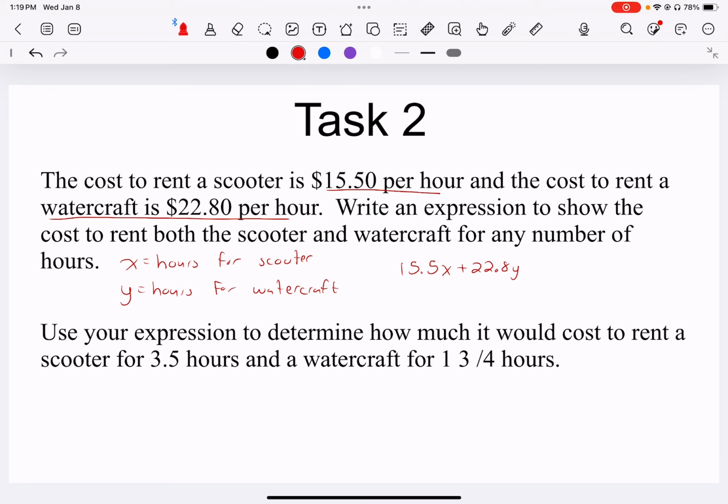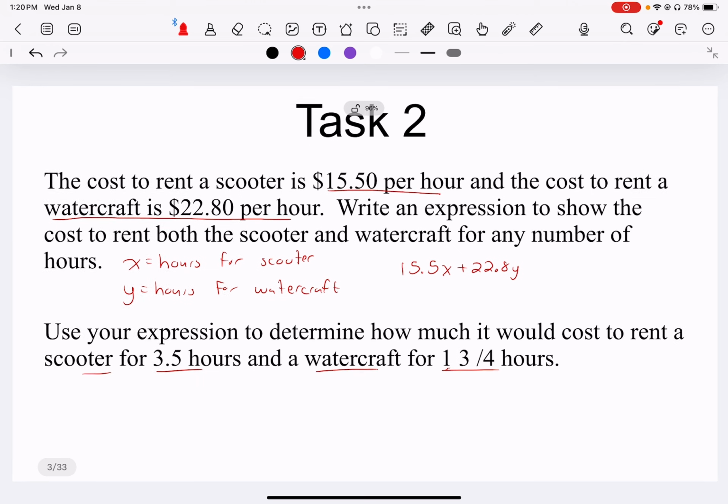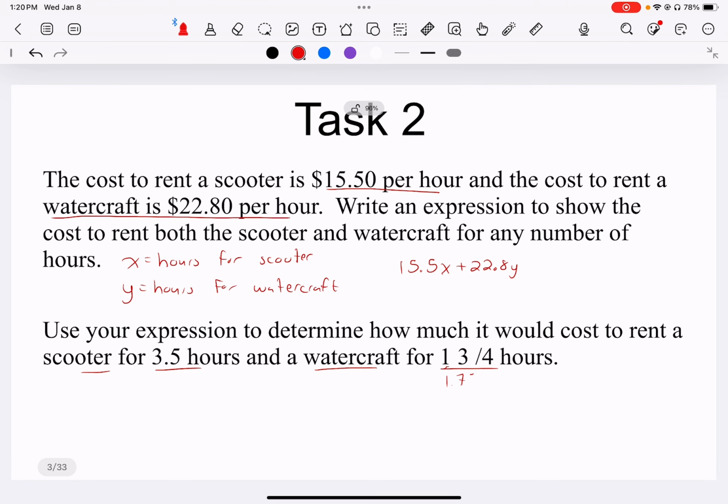Now, I'm going to use my expression to determine the cost to rent the scooter for 3.5 hours and the watercraft for 1 3/4 hours, which is the same thing as 1.75. So now instead of the x, I have 3.5 hours, so I'm going to have 15.5 times 3.5 plus the 22.80 or 22.8 times the 1.75.